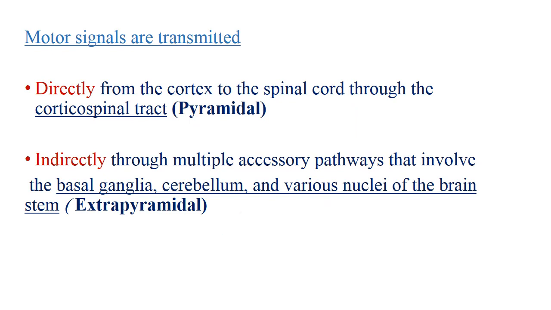Okay, so the motor signals to be transmitted through the spinal cord and then to the muscle pass through two different pathways. The first one is called the direct pathway. That is to say, it passes directly from the cortex through the spinal cord to the muscle. This is called the direct, and this is the main pathway for movement initiation.